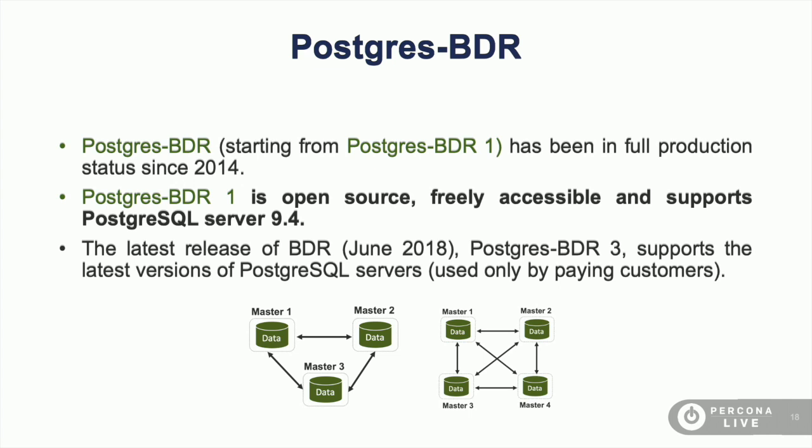Let me give a brief history about Postgres BDR and its related versions. It started from Postgres BDR 1 in 2014 and has been in production since then. Postgres BDR 1 is open source, fully accessible, and supports up to Postgres Server 9.4. The latest version of Postgres BDR, released in June 2018, which is also called Postgres BDR 3, supports the latest version of PostgreSQL Server, but it's only for paying customers.